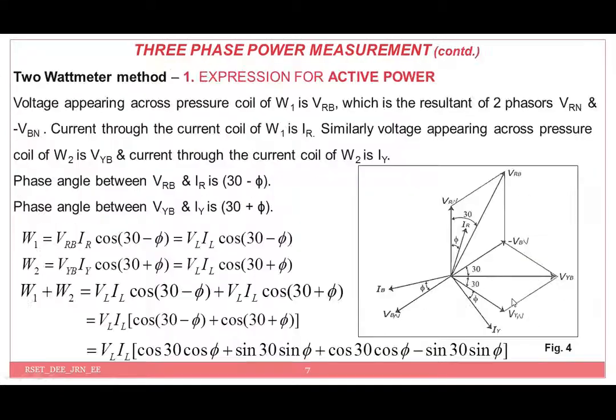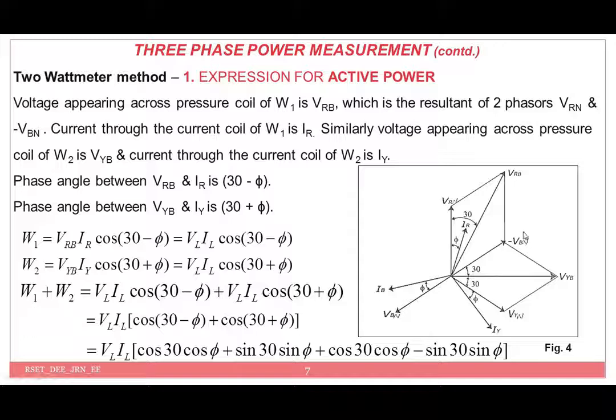Now let us see the phasor diagram once more. Since B is common for both the pressure coils, VRN, VYN and VBN are apart by 120 degrees. Since B is common for both the wattmeters, I can produce this backwards. So according to double subscript notation, I can rename it as minus of VBN. It is 180 degrees out of phase. So this is minus of VBN.